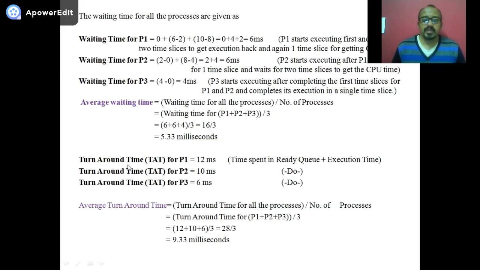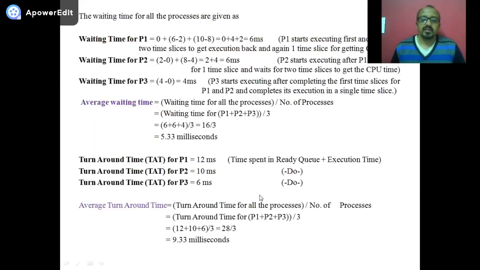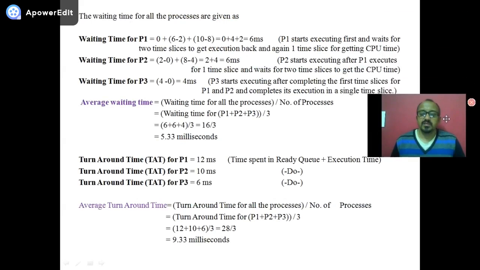And turnaround time means the amount of time taken to completely finish its execution. For P1 it is 12 millisecond, and for P2 let's look at it, it is 10, and then for P3 it is 6. So we'll add up all and divide by 3. We'll get 9.33 millisecond.